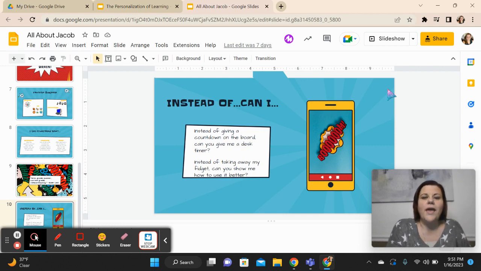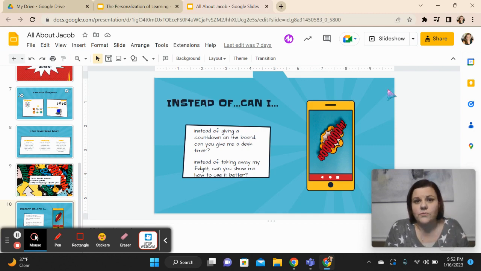Instead of taking away my fidget, can you show me how I can use it better? So instead of saying, "Jacob, that's making too much noise, put it away, or I'm going to take it away and set it on my desk for another time," saying to him, "I find that that's making a lot of additional noise. Is there a way that you can just play with it in your hand or move it around in your hand?"